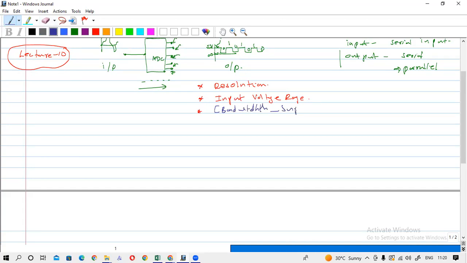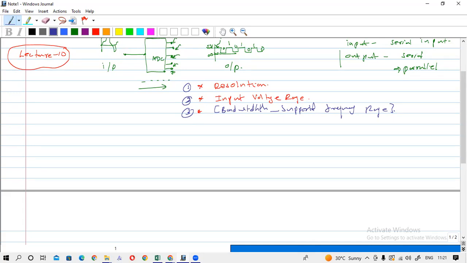Supported frequency range, that is the supported frequency range. I think these three parameters are the most important parameters of the ADC. Actually, if you get a data sheet, you could only see these parameters. Other parameters are not that important. Definitely these parameters are there.